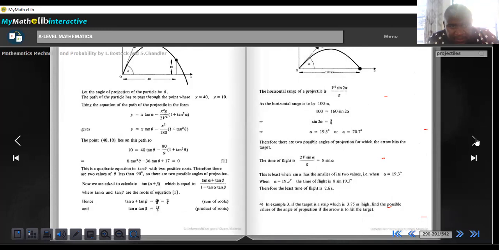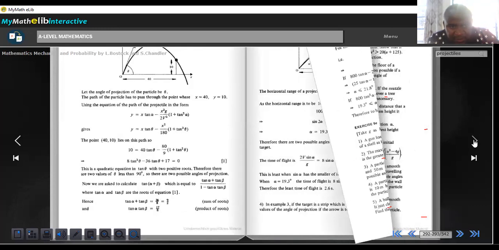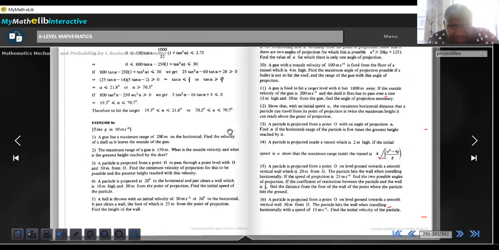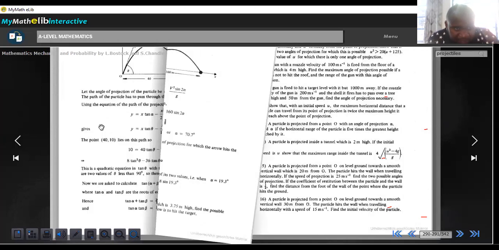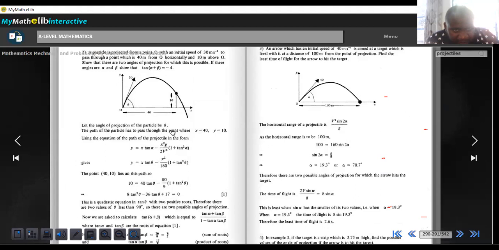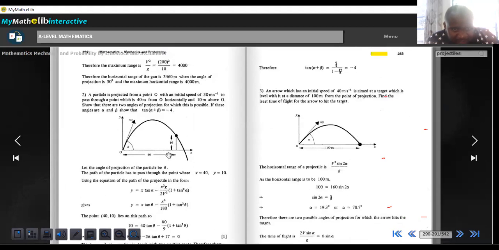Then there is another last exercise I want us to see here. Oh, before I go to that exercise, there's a number here I want you also to screen share and have it with you. Have this number, number 2. It's a proof, but in solution form. They are saying if there are 2 possible angles of projection, show that those angles of projection are that. So have that down.